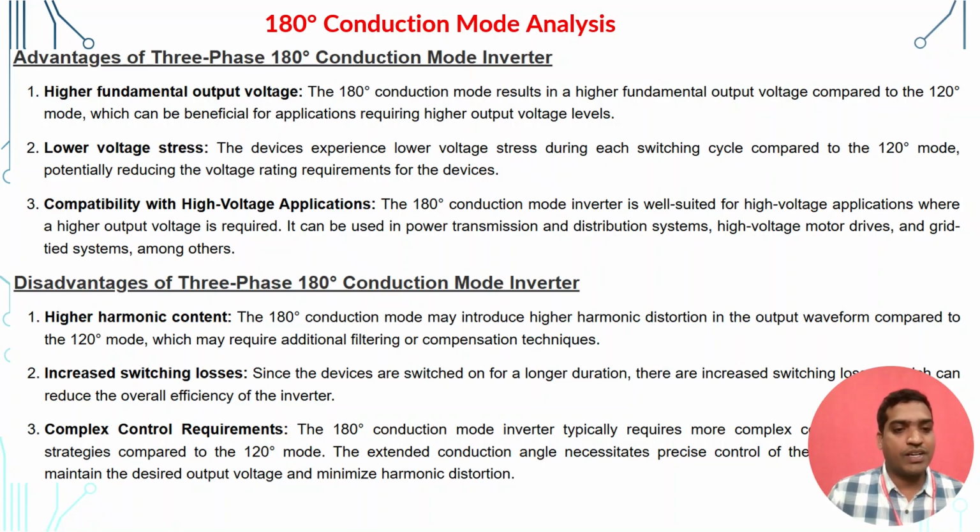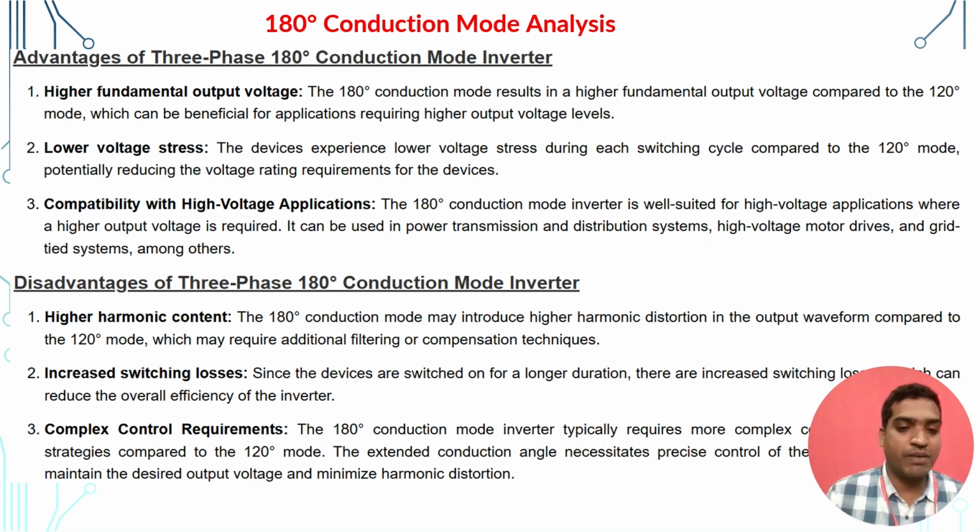So next, coming to the disadvantages of the three-phase 180-degree conduction mode. Here the main problem is that it produces higher harmonic content as compared to the 120-degree mode, and the switching losses are high in 180-degree mode of operation. At the same time, complex control is required for 180-degree mode operation as compared to the 120-degree mode of operation. Because in 180-degree mode of operation, after turning off one switch, immediately the other switch will be turned on. So there is no time.